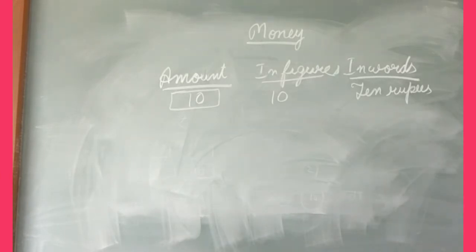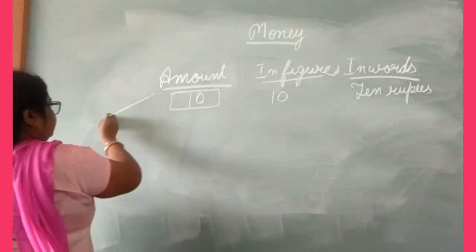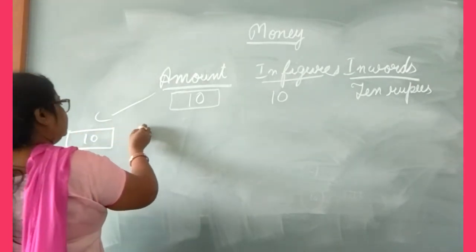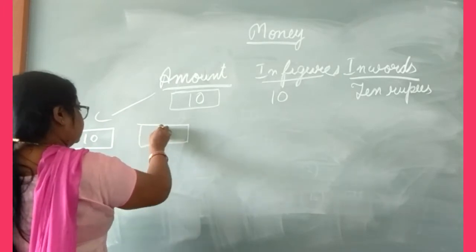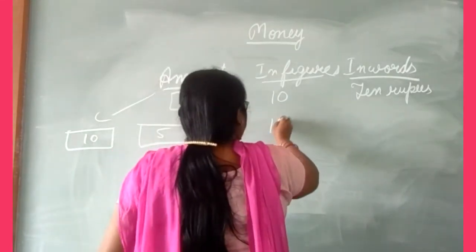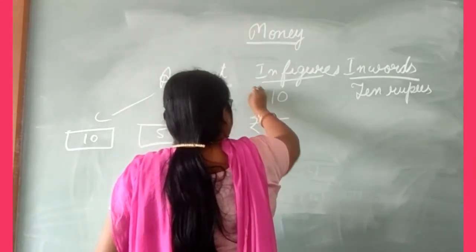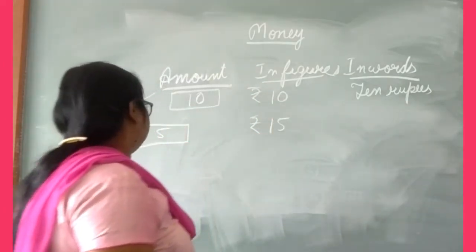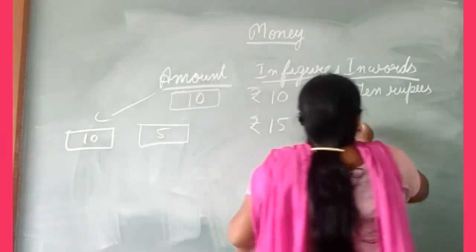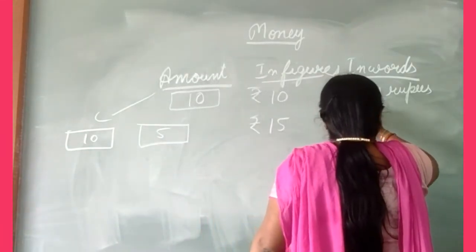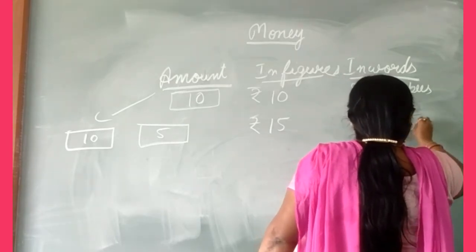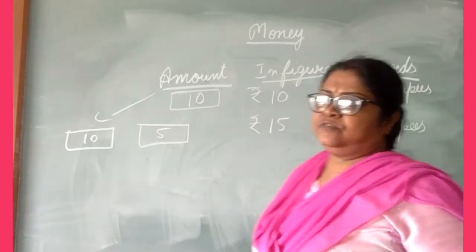Suppose you are given this amount, 10 rupees and 5 rupees. Then what will you write in figure? You will write 15 rupees. In figure, what will you write? 15. 10 plus 5, 15. And in words, what will you write? 15 rupees.